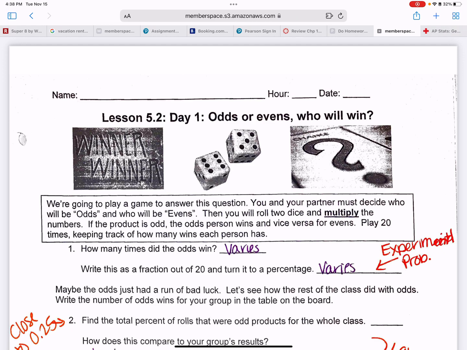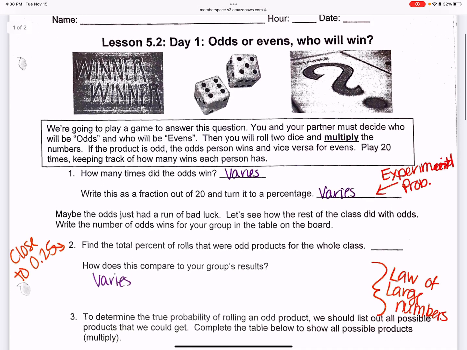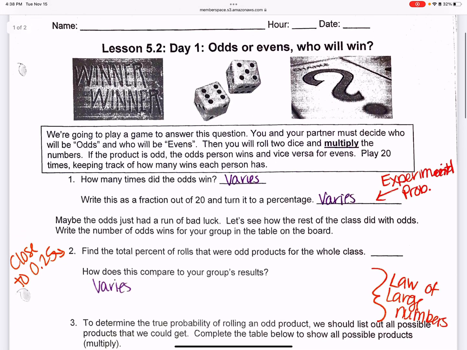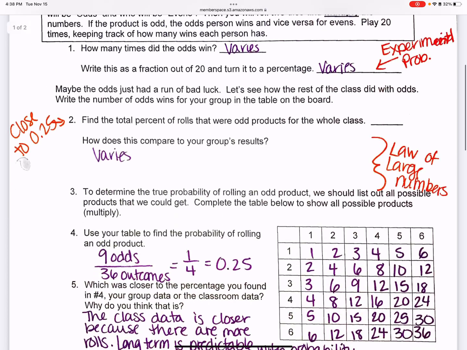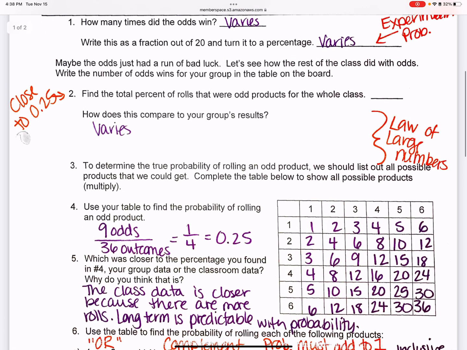What I had the class do is report to me what percentage of the time odds won. We had people between sometimes 0% all the way up to about 50% or so, but most people's were right in there at 25%. When you look, odds actually do win exactly 25% of the time.